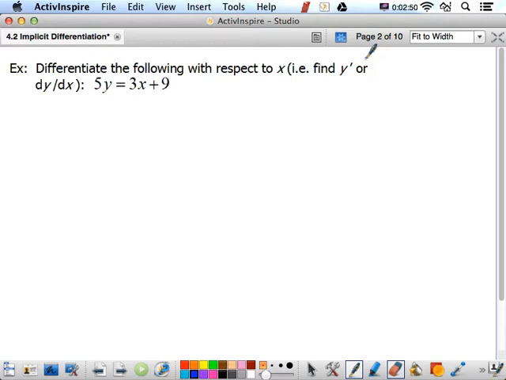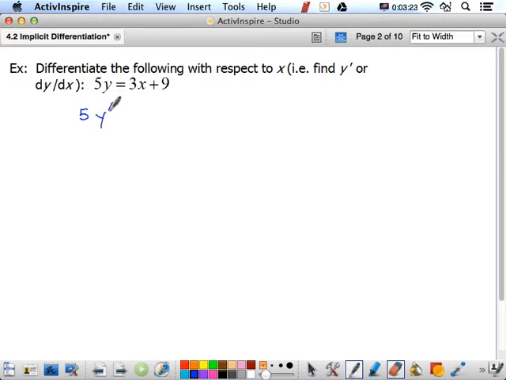So for our first example, we're going to take a really basic function. We have 5y equals 3x plus 9, and we are going to differentiate with respect to x. In other words, that's me asking you to find y prime or dy dx. The only way it's worked differently is that the y isn't just a 1y. Now it's a 5y. Well, if that were a 5x, what would its derivative be? 5. But it's not a 5x, it's a 5y. And so it's really 5 times the derivative of y with respect to x.